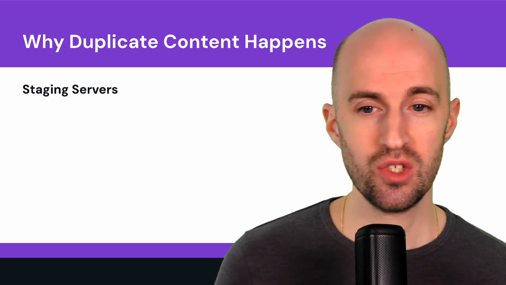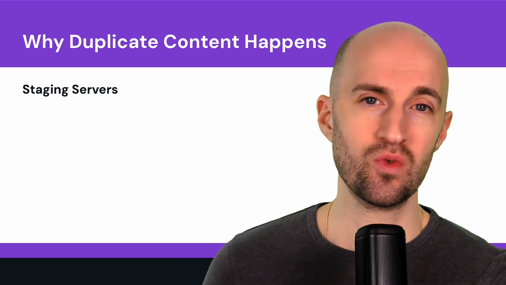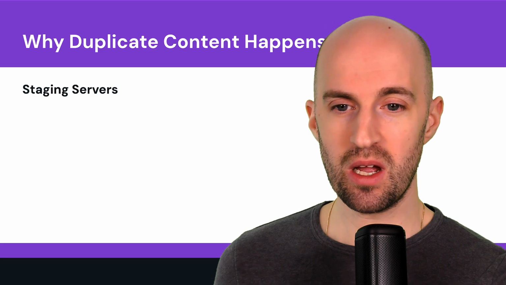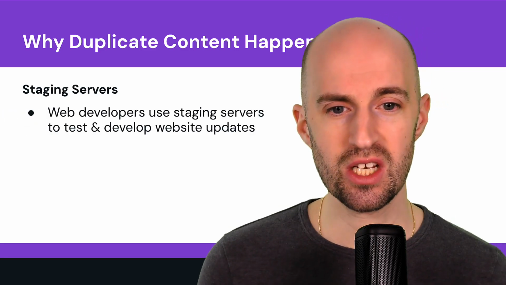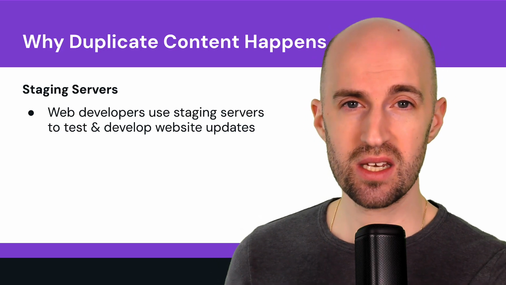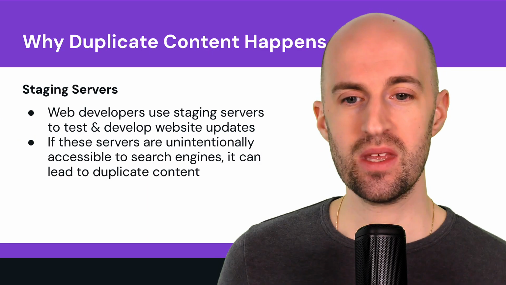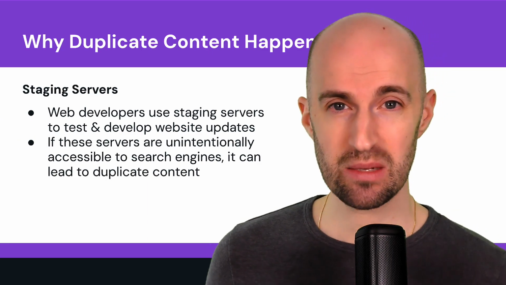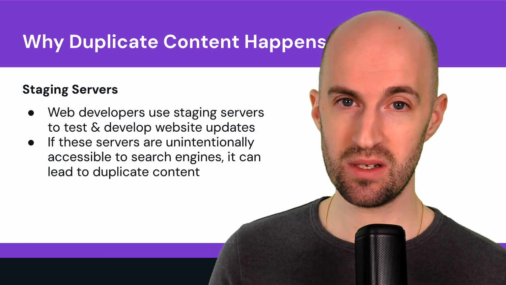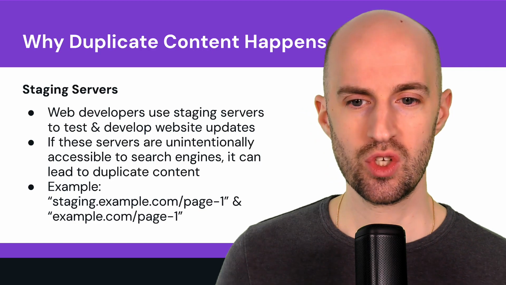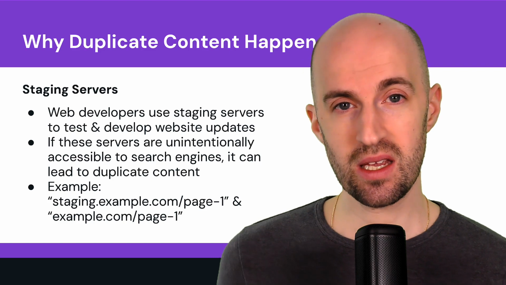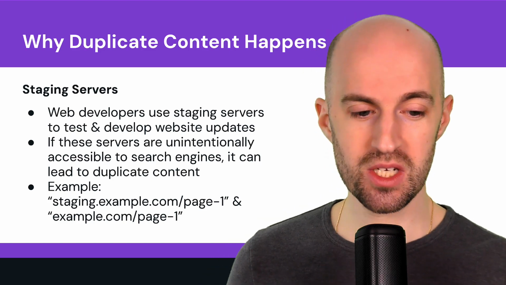Then we have the issue of staging servers, and this can happen sometimes with developers who aren't informed of the problem with duplicate content. Sometimes they use staging servers to test and develop website updates, and it's often a clone of the site, slightly different. If these servers are unintentionally accessible publicly, especially through search engines, it can lead to duplicate content. It could be a staging.example.com site and the actual live site, example.com, and they can conflict with each other.